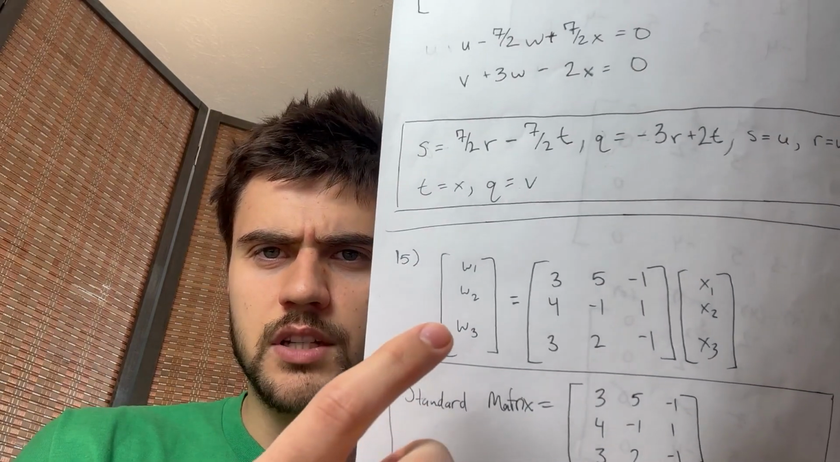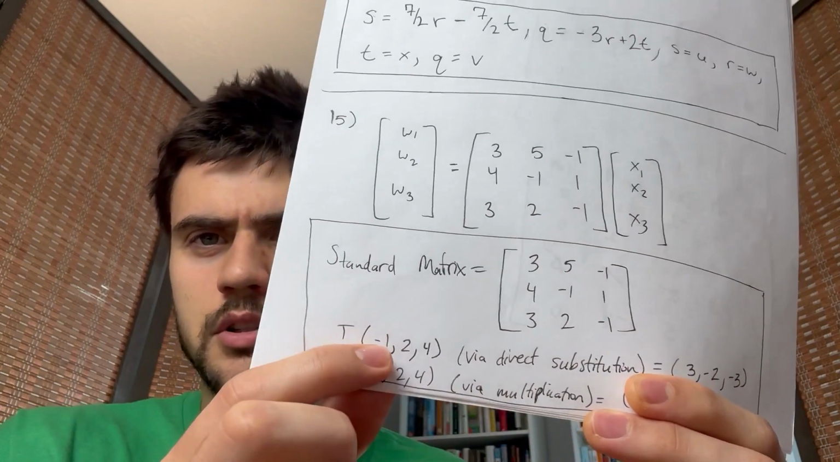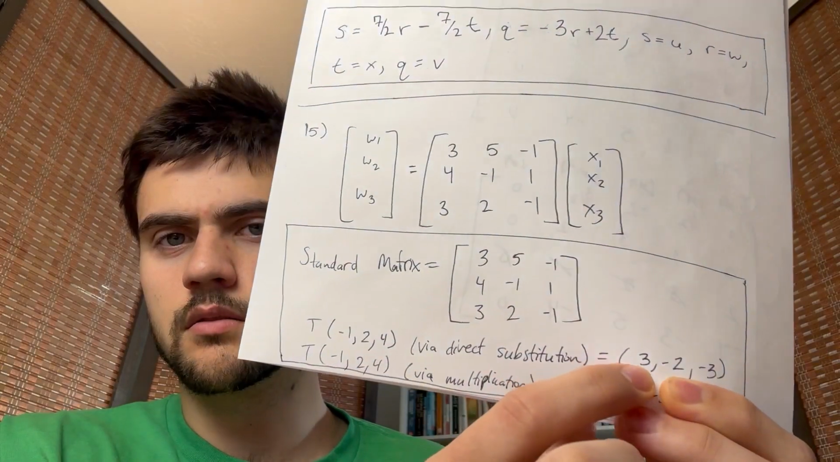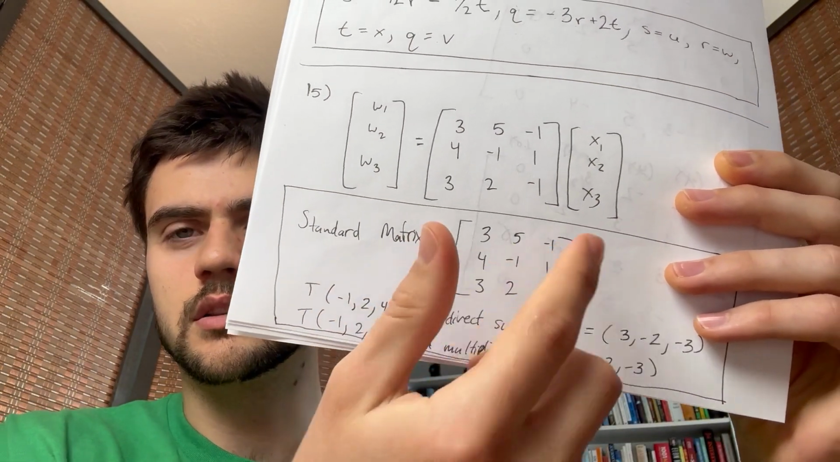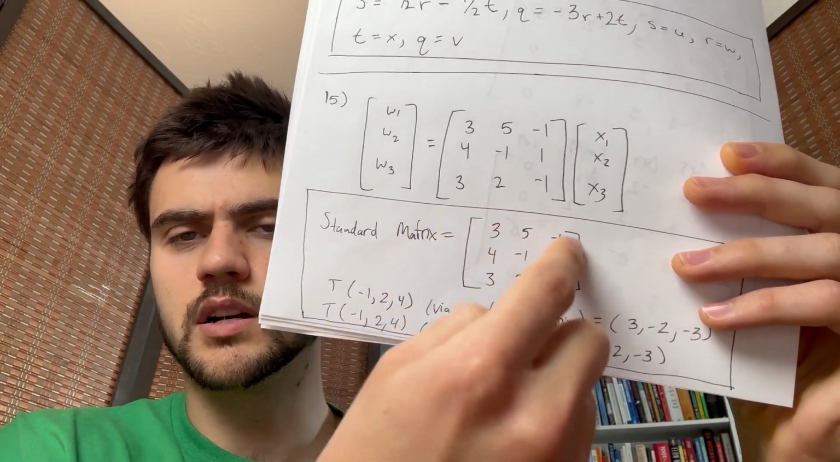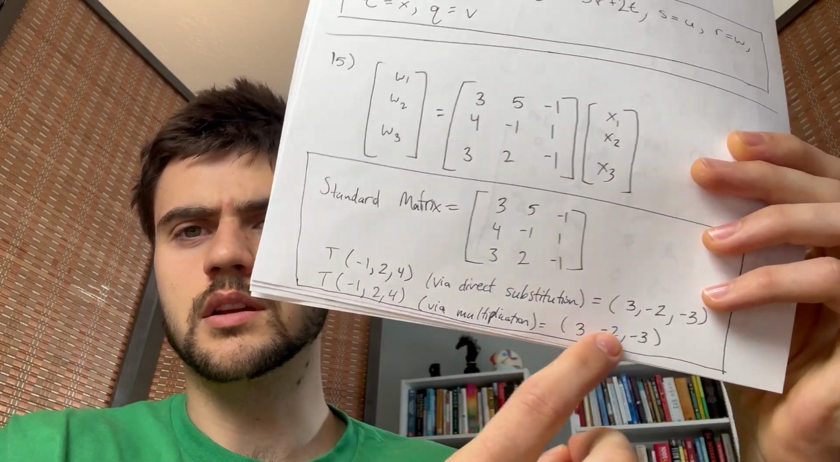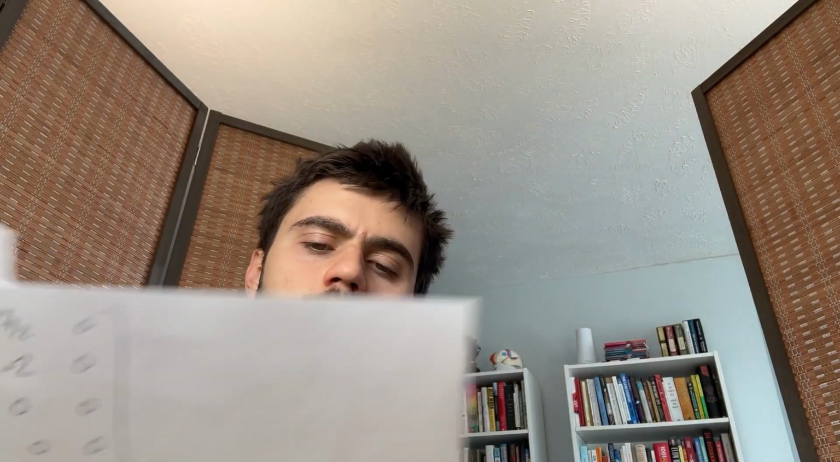Here we go. So 15 we finished up. We had the standard matrix from yesterday. We wanted to solve via direct substitution, so we took this and plugged it into the original equations for the variables. It's got 3, -2, 3, and then by matrix multiplication, taking this as a matrix A times this as a vector ends up with this as a vector. That was 15.